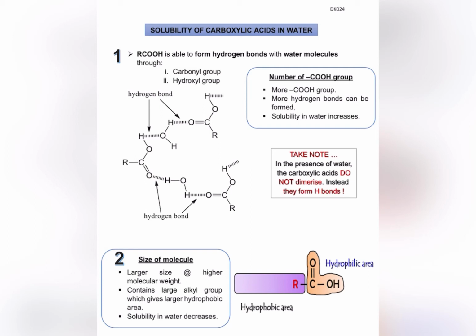Assalamualaikum and hello. Let's continue with the next physical property of carboxylic acids, which is the solubility of carboxylic acids in water. There are two factors affecting the solubility of carboxylic acid: the first one is their ability to form hydrogen bonds with water molecules, and the next one is the size of the molecule. I'm going to focus on them one by one.